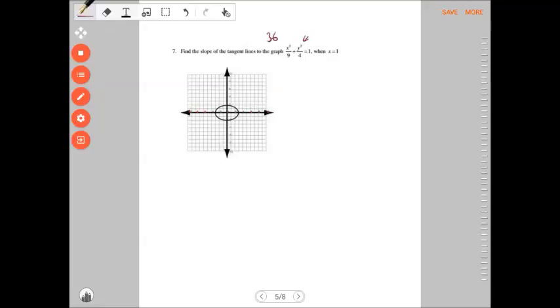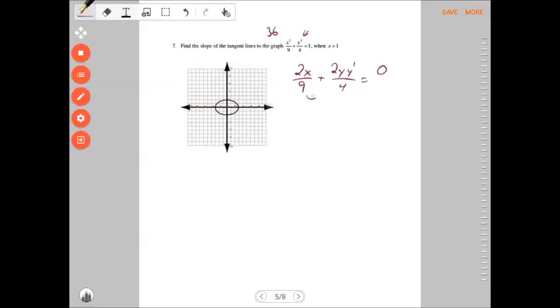So if we timesed all that by 36, we could do this without fractions, but it's really not a big deal. Okay, so I'm going to do this as is. The derivative of x squared is just 2x, so 2x over 9 plus 2y prime over 4 equals 0. The derivative of 1 is 0. So this fraction is just going to go over: 2y prime over 4 equals negative 2x over 9. When that moves over, it becomes negative.